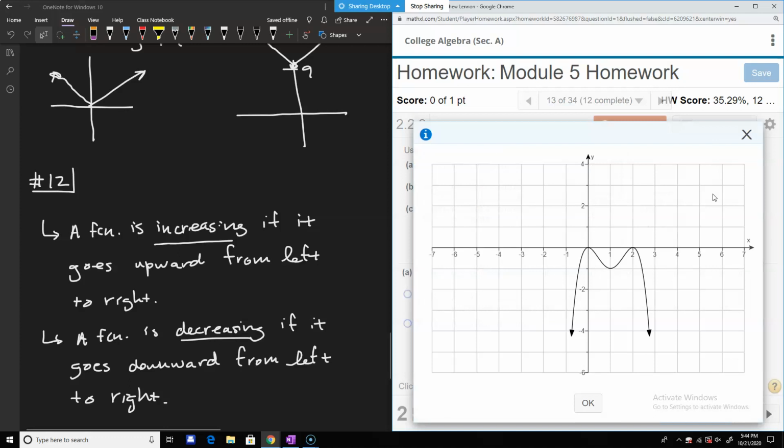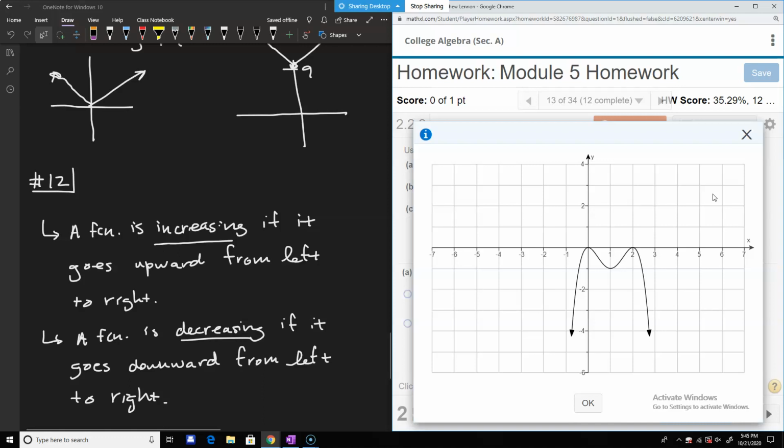So increasing. Increasing means it's going up. So there's kind of 4 segments to this graph if we're looking at it, right? We have the part until we get to x equals 0. So we're increasing until we get to 0. Then we're decreasing until we get to x equals 1. Then we're increasing until we get to x equals 2. And then we're decreasing thereafter. So there are 2 parts where this graph is increasing and 2 parts where the graph is decreasing.